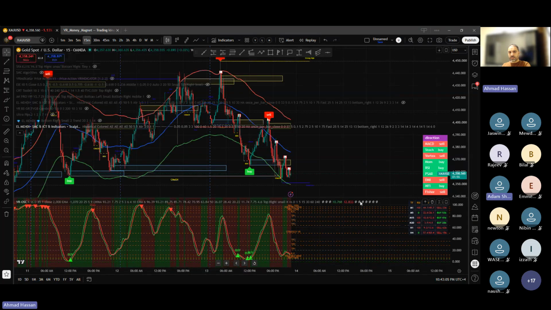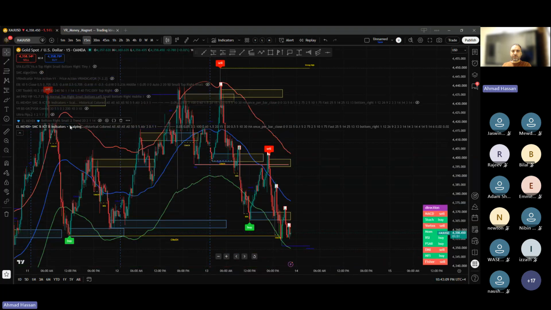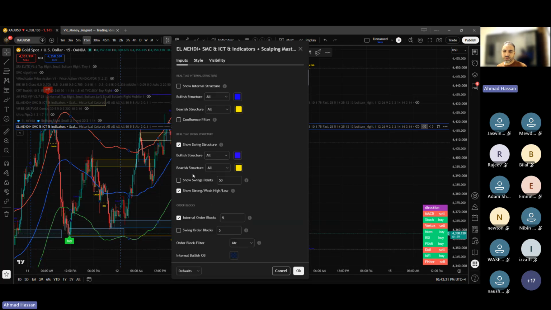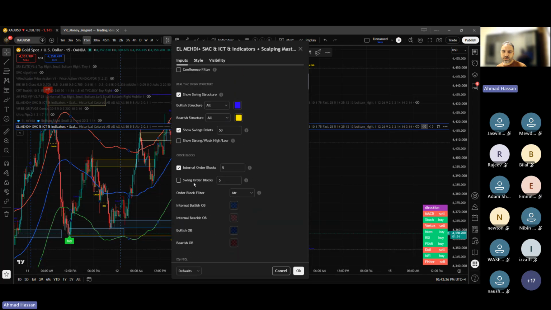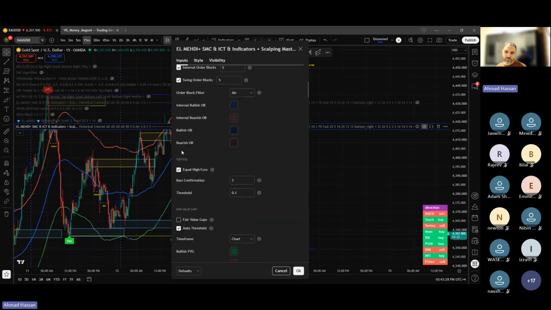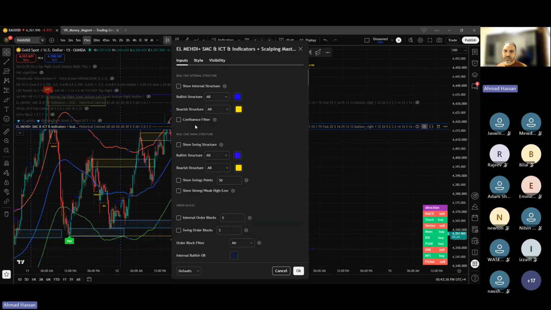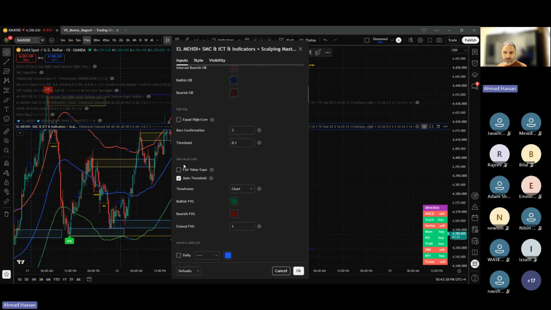This is another very good one, and you have to do some changes to this so it becomes easy for you. I know there are so many things, so much information. You can show the internal structure, the swing points, the internal swing order blocks. It depends on you. But for me, I don't want orders, I don't want swing lows or swing highs. For me, it's a simple thing.